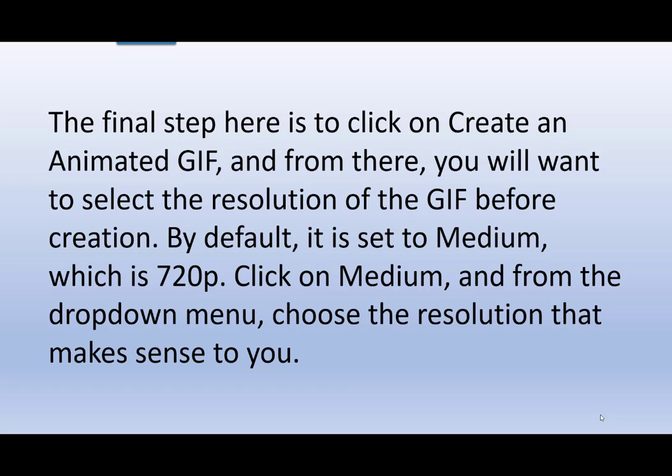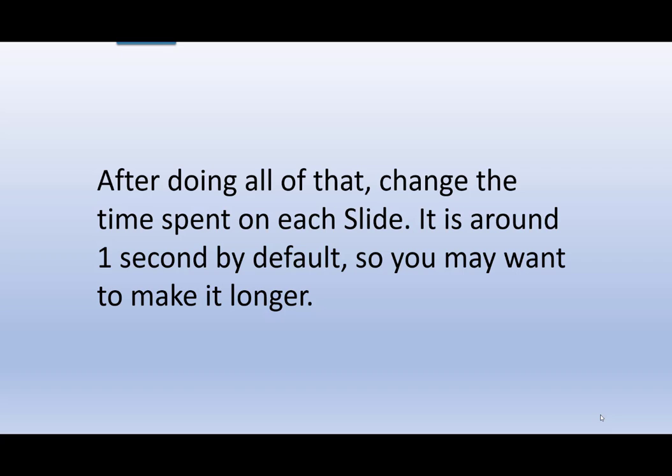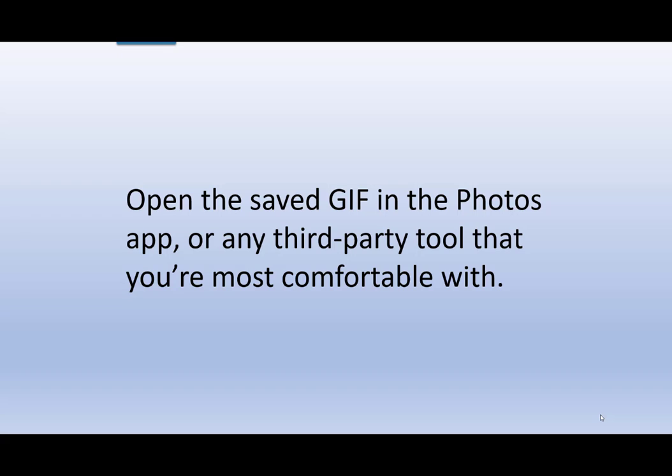And from there, you'll want to select the resolution of the GIF before creation. By default, it's set to medium, which is 720p. Click on medium, and from the drop-down menu, choose the resolution that makes sense to you. After doing all of that, change the time spent on each slide. It's around 1 second by default, so you may want to make it longer. Finally, click on Create GIF to complete the task. Then you open up the saved GIF in the Photos app or any other third-party tool that you're most comfortable with.